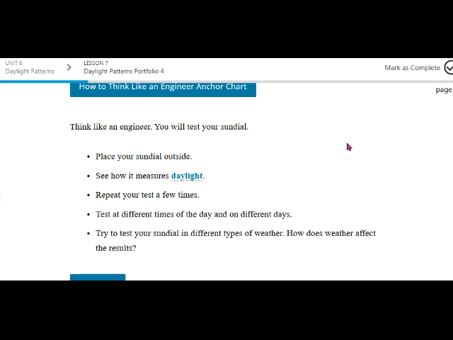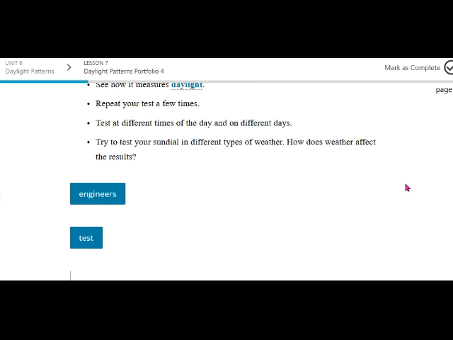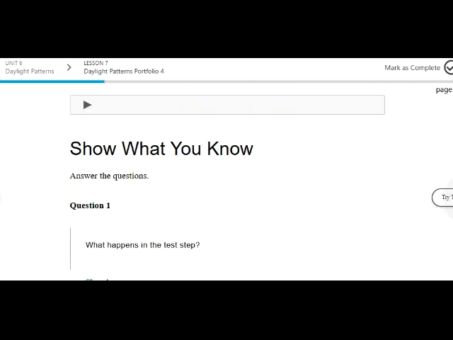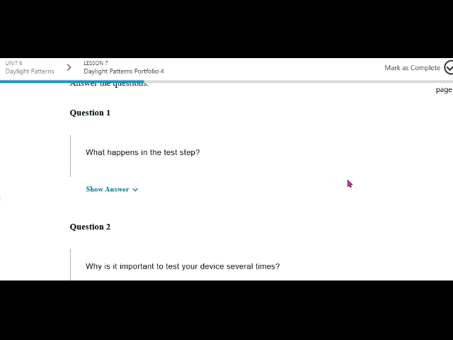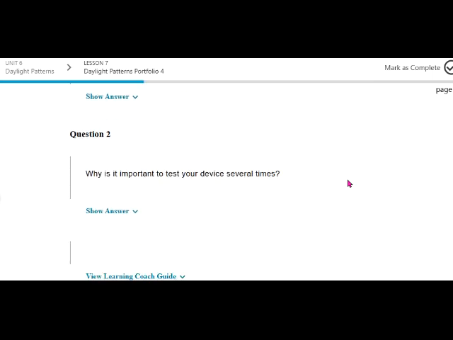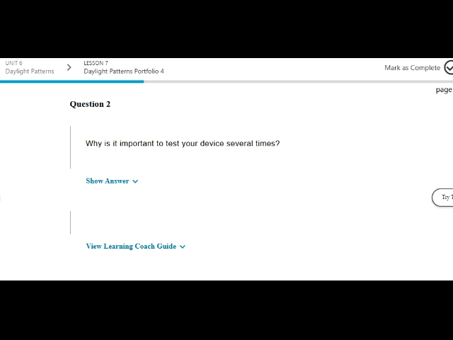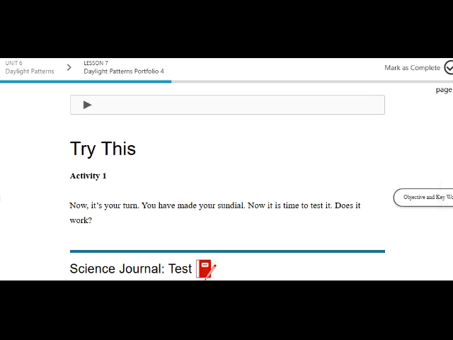You will test your sundial. Place your sundial outside. See how it measures daylight. Repeat your test a few times. Test at different times of the day and on different days. Try to test your sundial in different types of weather. How does the weather affect the results? Think about these questions. What happens in the test step? Why is it important to test your device several times?